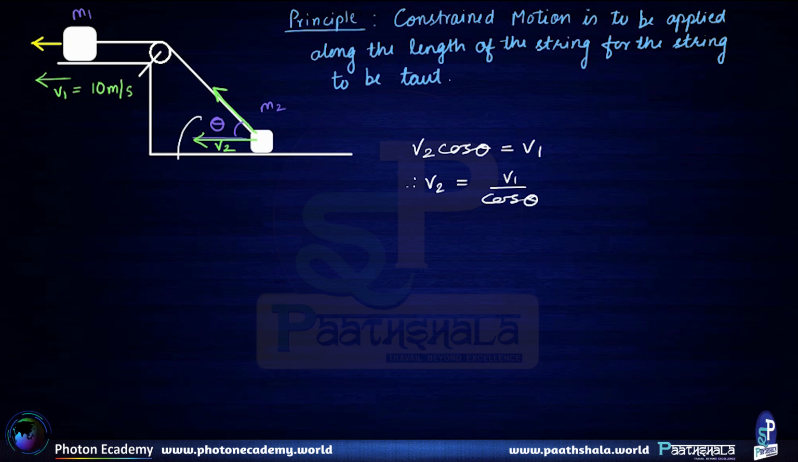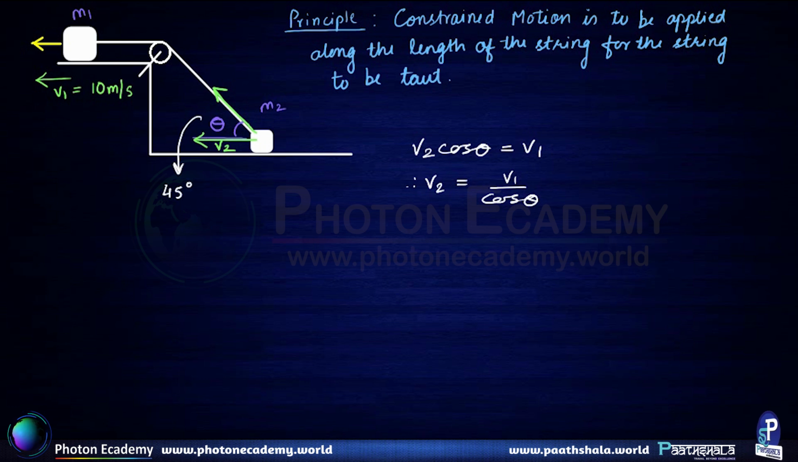Let us assume that theta was given to be 45 degrees. Then in this question, the answer would have been 10 divided by cos 45, which is 1 upon root 2. So the answer would have been 10 root 2 meters per second.